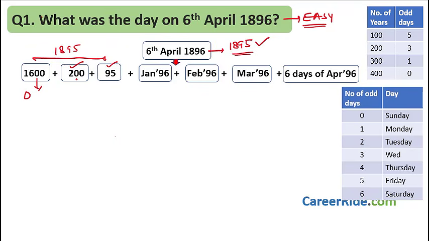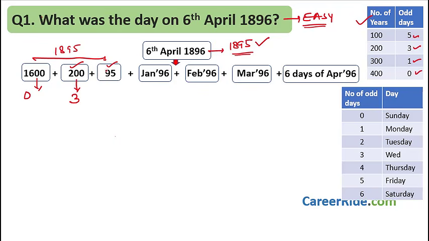200 years, how many odd days are there in 200 years? We have already seen, and otherwise also I have gotten this table for you at the right top corner. See, 5, 3, 1, 0. This is the number of odd days. 100 years, 5 days. 200 years, 3 days. 300 years, 1 day. 400 years, 0 days. Okay. So from here I know that 200 years have got 3 odd days.